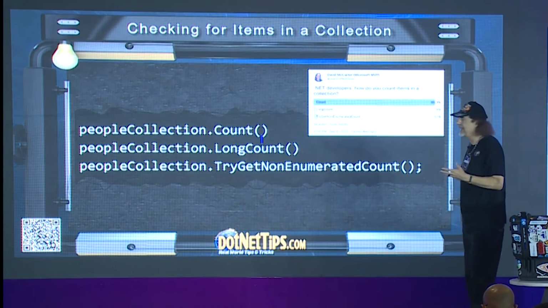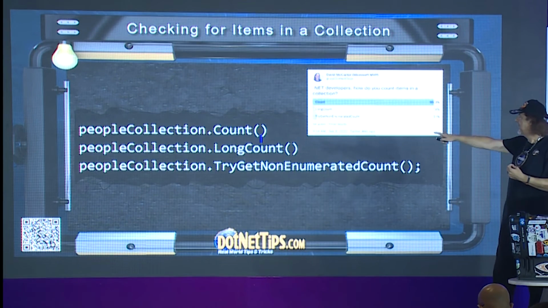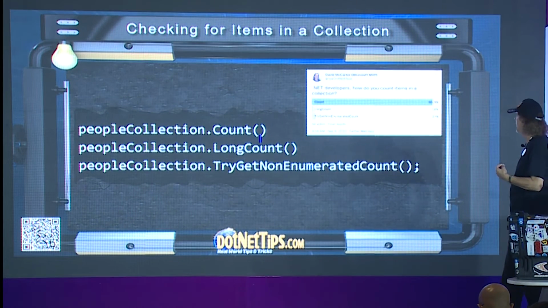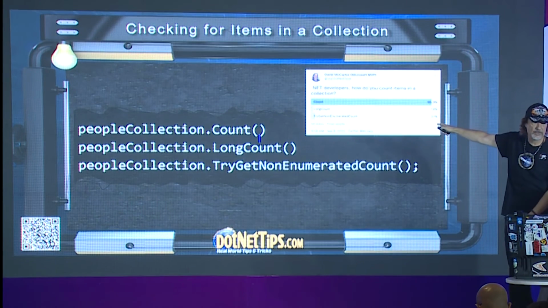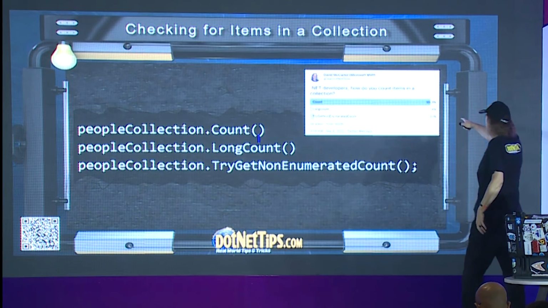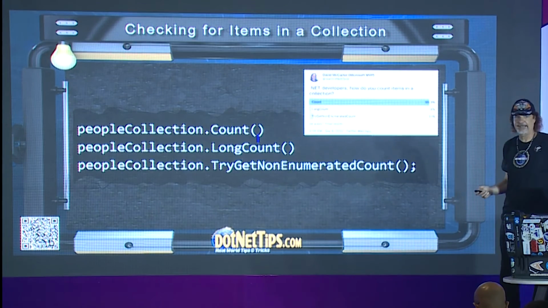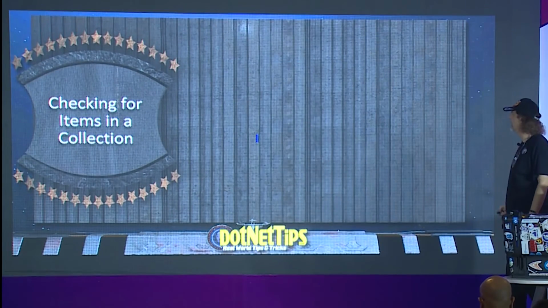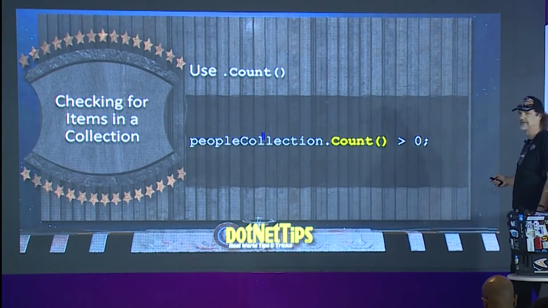So here are 3 ways you can do it in .NET currently: Count, LongCount, and TryGetNonEnumeratedCount. And I did a survey. I'm always doing surveys on my Twitter feed. I hope you guys will check them out. You can see here 95% of the people said Count. Were they right? Okay. So use Count.